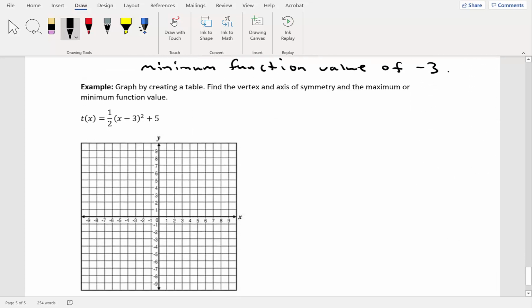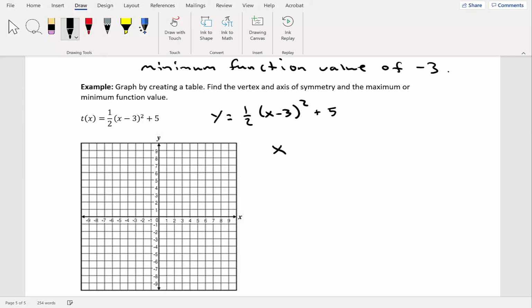Let's take a look at one last problem. Graph by creating a table, find the vertex and axis of symmetry, and the maximum or minimum function value. Okay, so first let's change f of x into y. So we have y is equal to 1/2 times x minus 3 squared, and then plus 5.